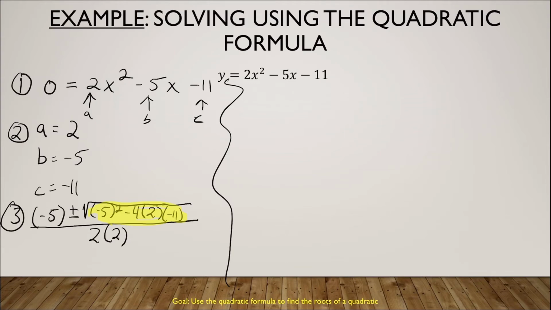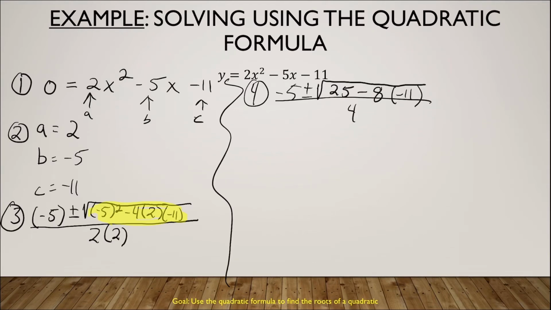So I'm going to just start from left to right. I'm going to go -5. We can get rid of those parentheses now. Go plus or minus the square root. Alright, so let's start with negative 5 squared. Negative 5 squared would give me 25. Minus 4 times 2 gives me a negative 8 times negative 11. All divided by 2a, which is 4.